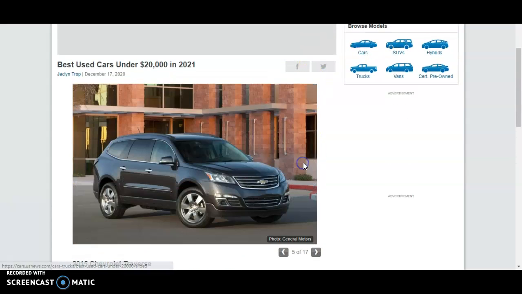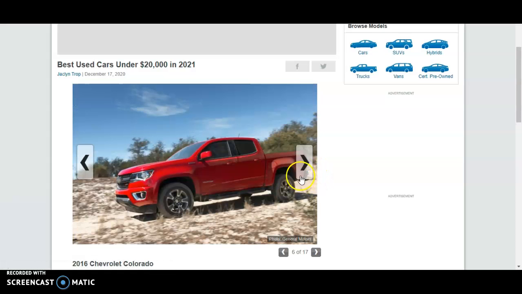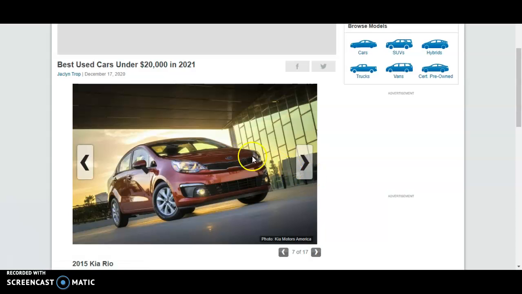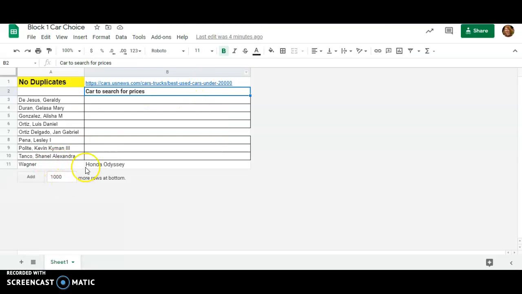Now I picked the Odyssey because I'm figuring that probably most of you aren't going to want a minivan. So I picked the very last one on it, a Honda Odyssey. And then I went into here and I put in that I chose the Honda Odyssey. So no one else should be choosing the Honda Odyssey.